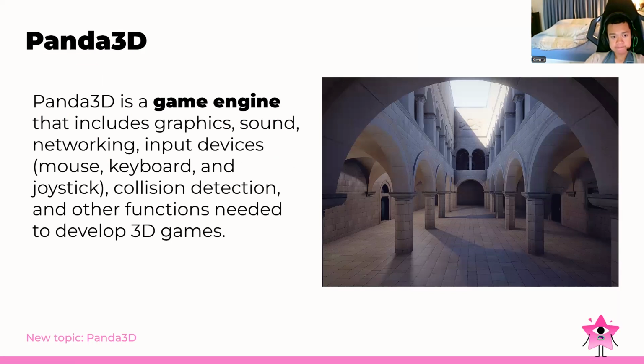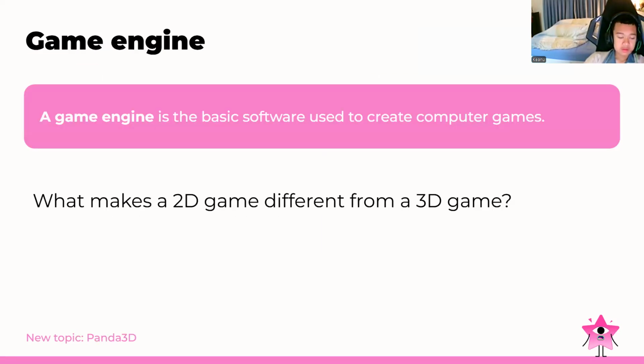Panda 3D is a game engine that includes graphics, sound, networking, input devices like mouse, keyboard, and also joystick. We have collision detection and the other functions needed to develop 3D games. What is a game engine? It's like basic software to use to create computer games, like Unreal Engine. Today we will go for Panda 3D, which is our engine.